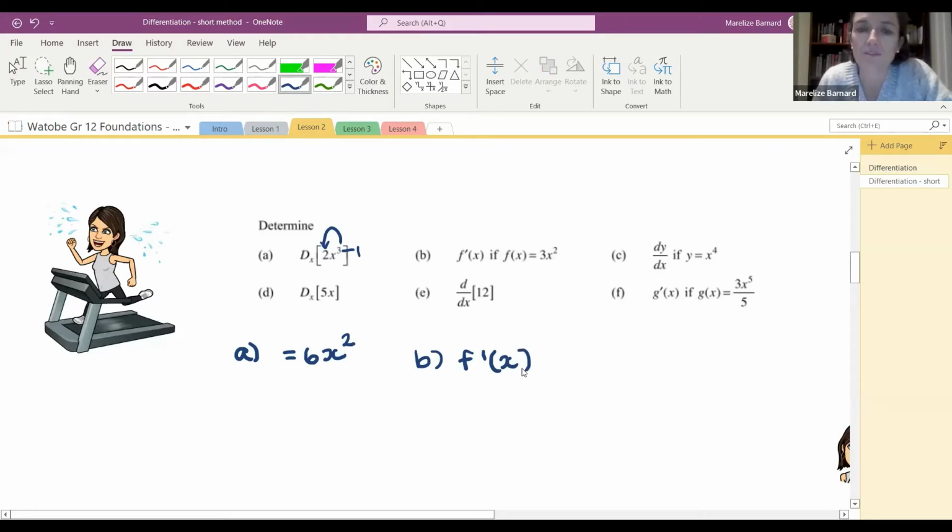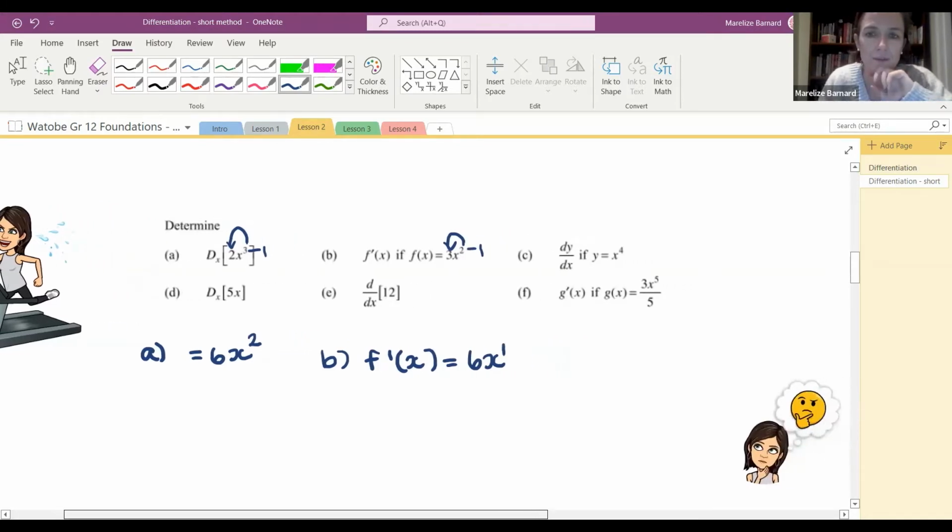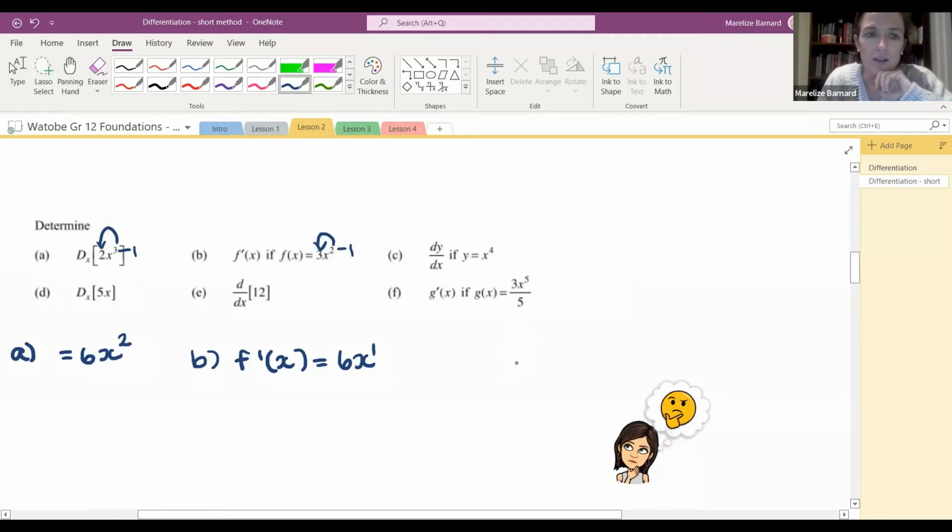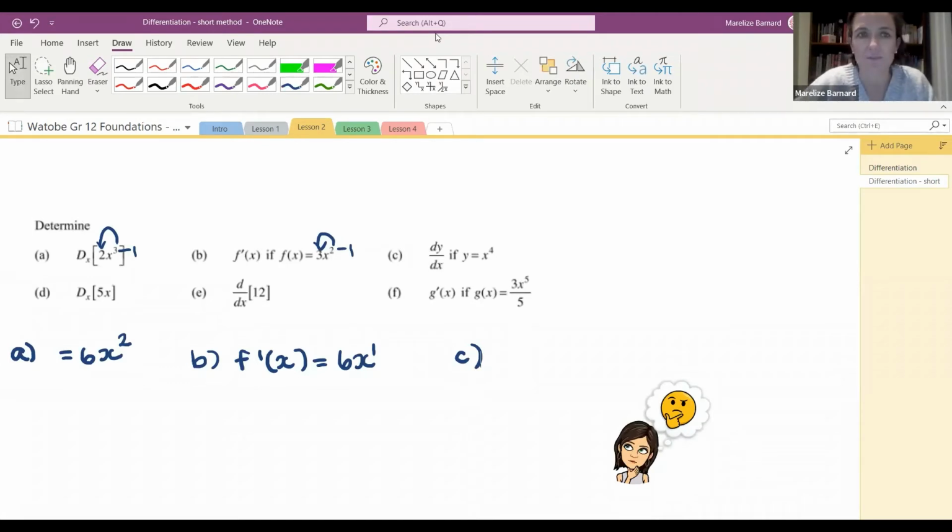Okay, so f dash x, that also means the derivative. So 2 times 3 again. So if you're asked for f dash x, then write down what that is. f dash x, or the derivative, is 2 times 3 is 6x. And we need to subtract 1 from the exponent, so that will just be 6x to the power of 1. Okay. Try C on your own now, and as soon as you're ready with an answer, post it in the chat.